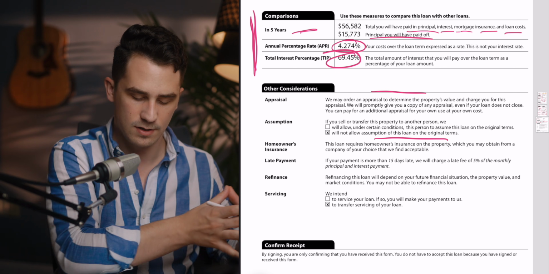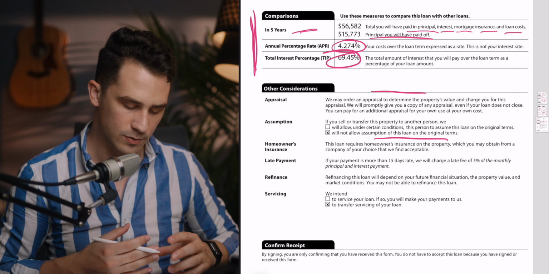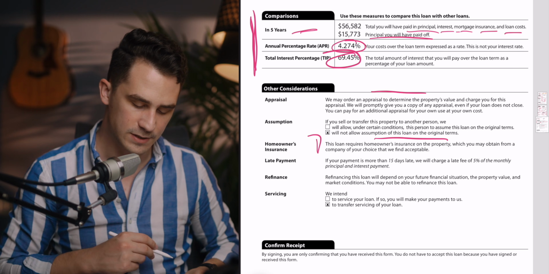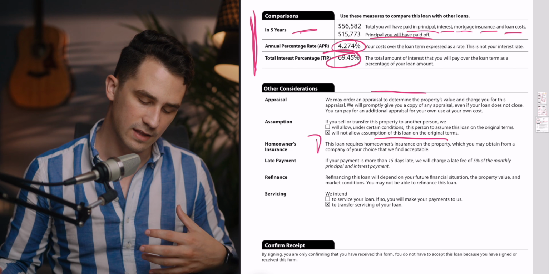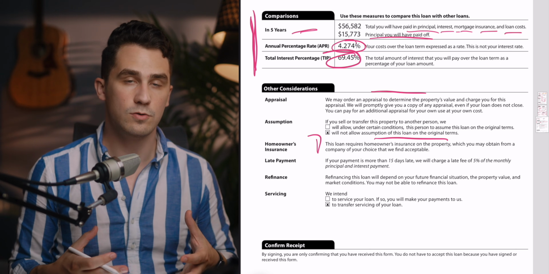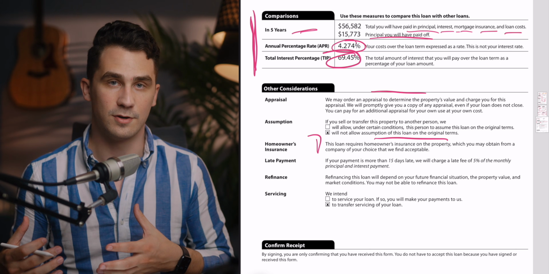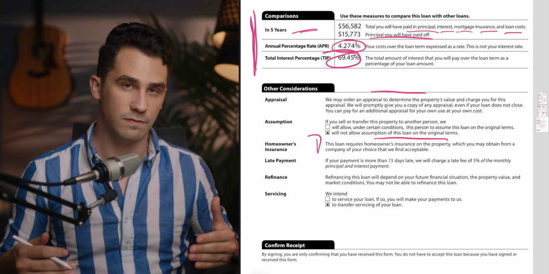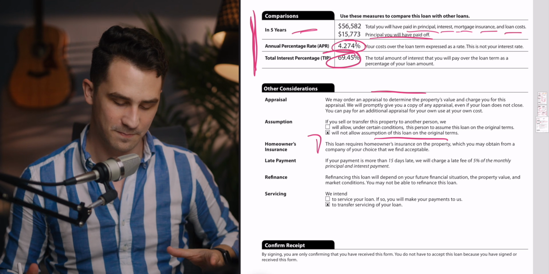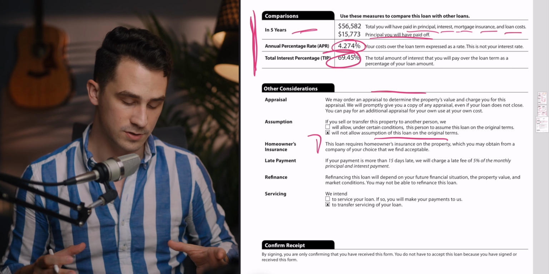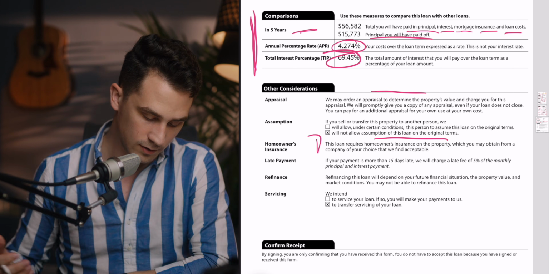It's called an assumption, usually not available on most loans. Homeowners insurance: this loan does require homeowners insurance on the property, which you may obtain from a company of your choice that we find acceptable. If you end up removing homeowners insurance, the lender can actually force place homeowners insurance and charge you a ridiculous amount of money for that. So you do have to maintain homeowners insurance on your home even after it closes.